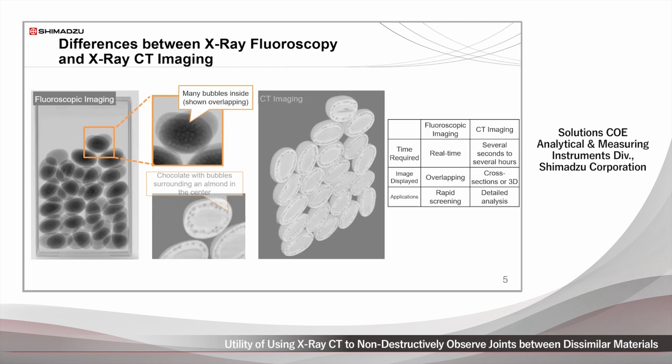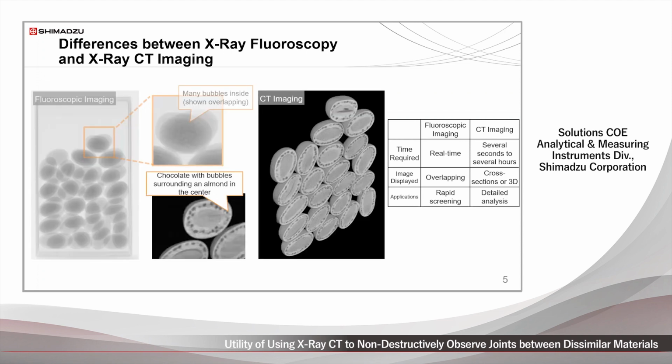In this way, fluoroscopy can be used to investigate what is inside an object of interest without damaging the object. On the other hand, it is difficult to observe the individual chocolates, which appear to overlap in the fluoroscopic image. It is also difficult to determine the detailed status of the bubbles. Therefore, CT is useful for obtaining a more detailed understanding of the bubble status. CT scans of the same object can produce either cross-sectional images like the one shown in the lower center, or three-dimensional images shown on the right, which can be used to observe each chocolate individually.